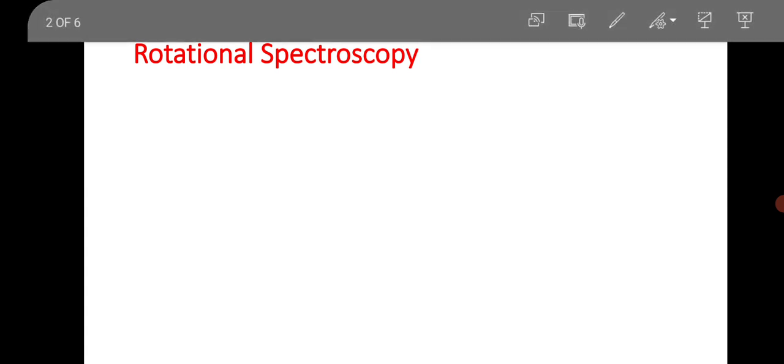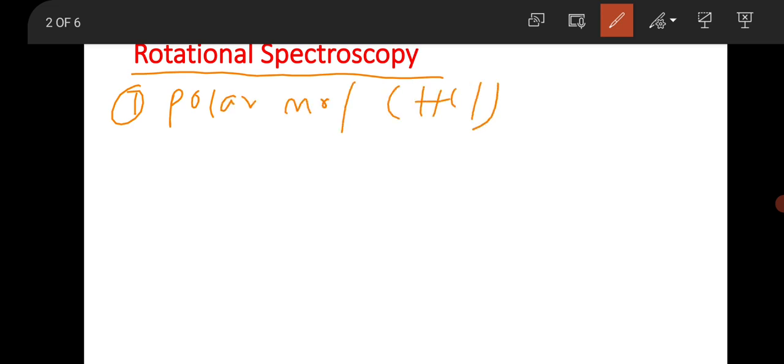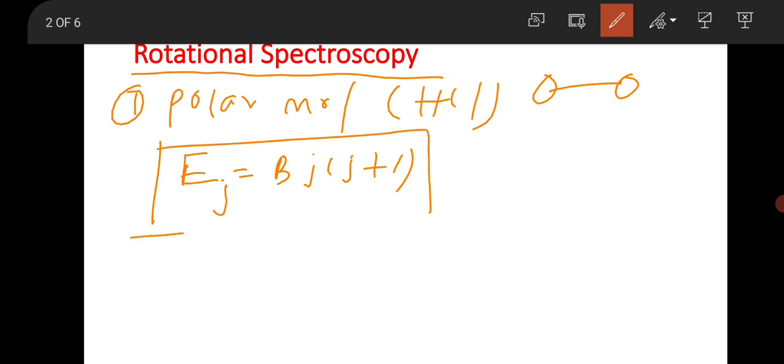In rotational spectroscopy, it is all about polar molecules like HCl, whose net dipole moment is not zero. In this type of molecule, we get rotational spectroscopy. This concept is all about the rigid rotor, that is, two masses. In rotational spectroscopy, the rotational energy is E_J equal to B into J into J plus 1. A lot of questions are framed from here.